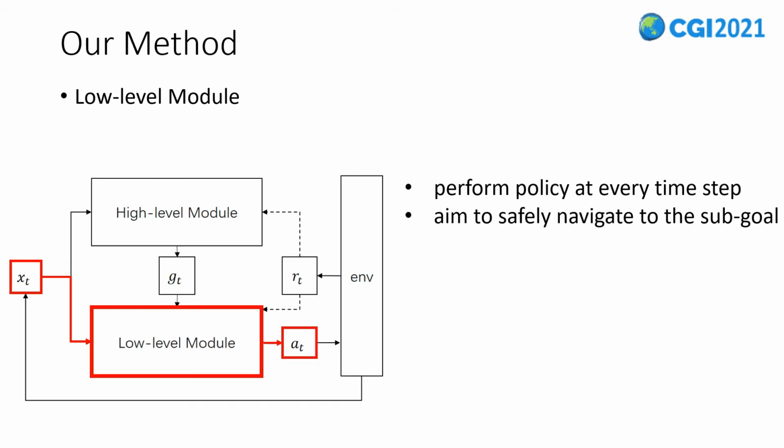The low-level module calculates primitive actions at a higher temporal resolution, which is two-dimensional velocity in navigation. Compared with the high-level module, the low-level module calculates the primitive motion with a higher temporal resolution, that is, the two-dimensional velocity in navigation. The low-level module actually interacts with the environment.